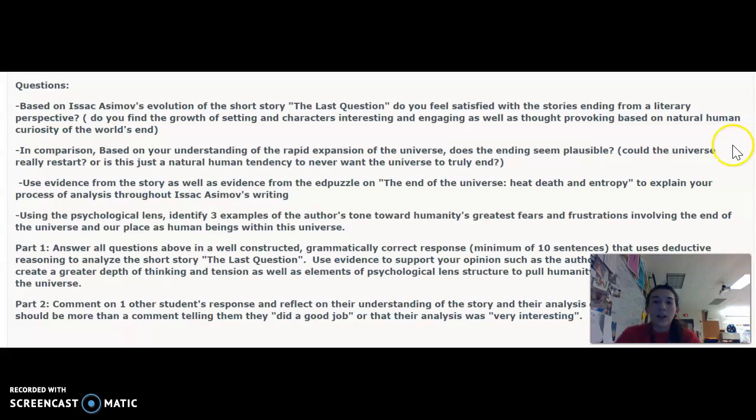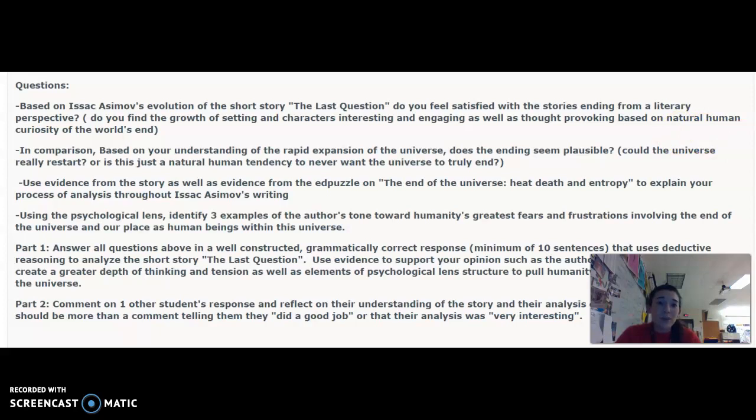So with that question, remember this story is very unique, and so there will be some things that you may say are absolutely not plausible. But based off of your understanding of the Edpuzzle that we watched, I want to hear your opinions about entropy and heat death, considering this is a fairly new topic and there are no actually 100% correct answers. It is still something that is quite puzzling to humanity, and so I would love to hear what you guys have to say about it.